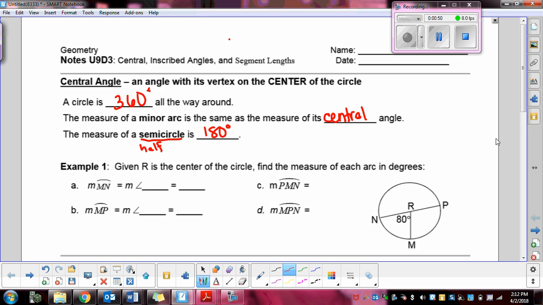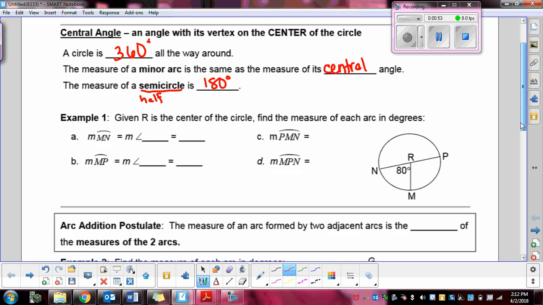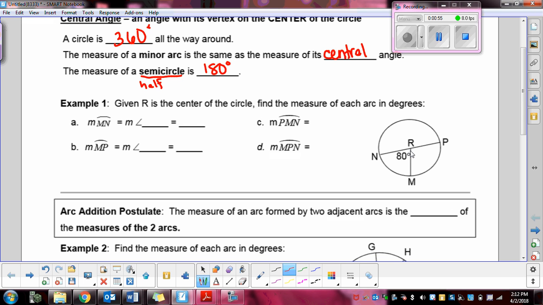So let's try an example. It says given R is the center of the circle. That's given. This is my center. Find the measure of each arc in degrees. So find the measure of MN. Arc MN, I'm going to underline it in red. The measure of arc MN, M to N, is this arc right here. It's going to be the same as this central angle. My central angle is 80, then my arc is 80 degrees.